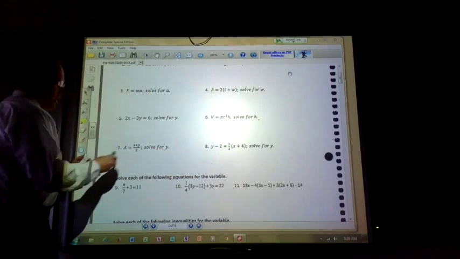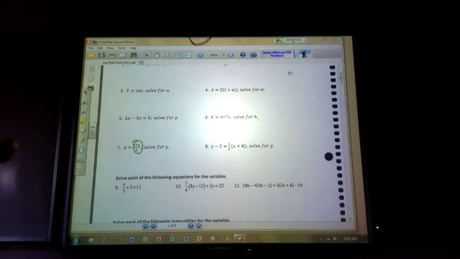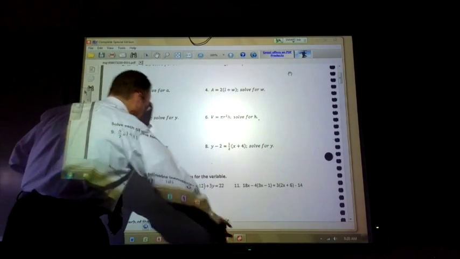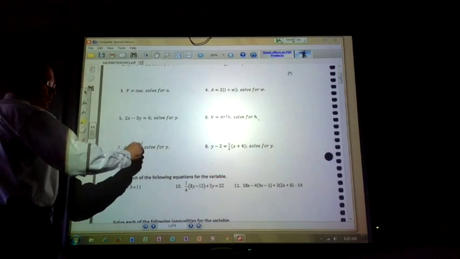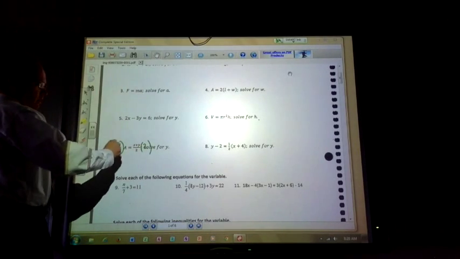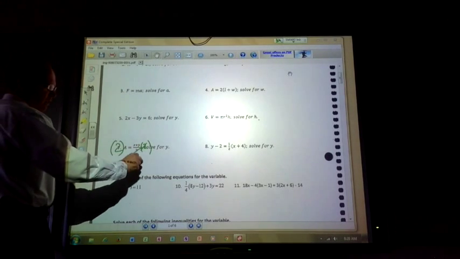What kind of math is taking place right there? X plus y over 2. It's division. So how am I going to undo division by 2? Multiply both sides by 2, or 2 over 1. Those cancel out, so I get 2a equals x plus y.